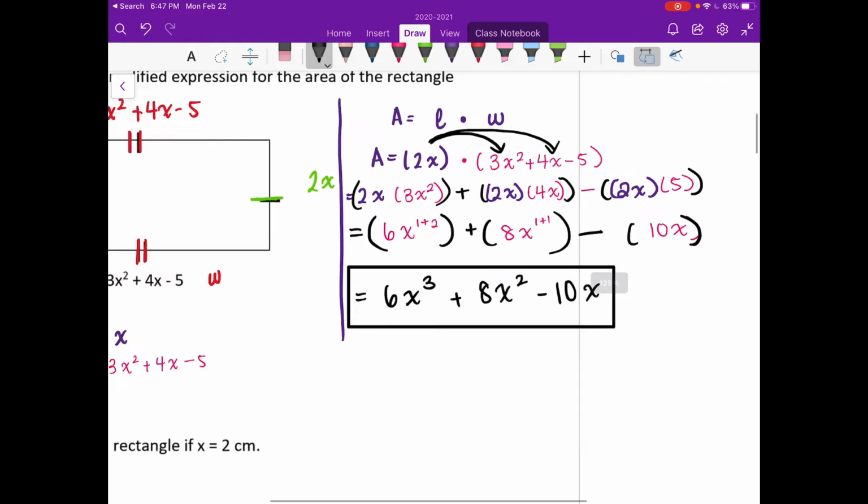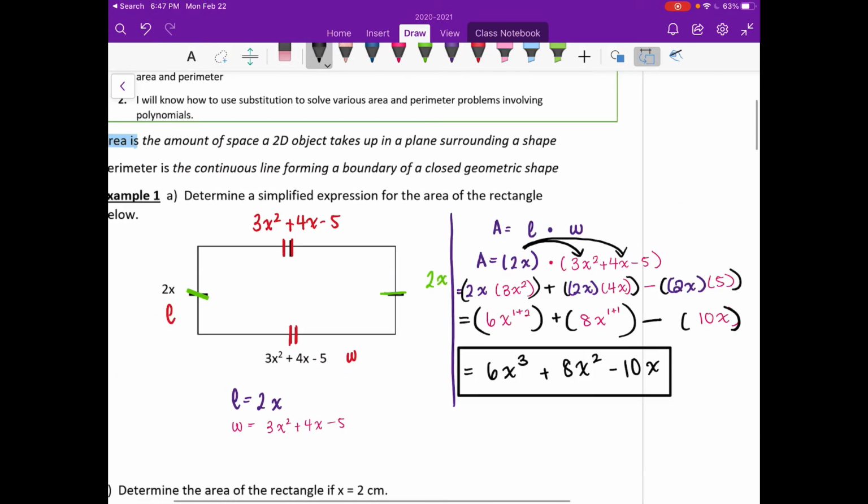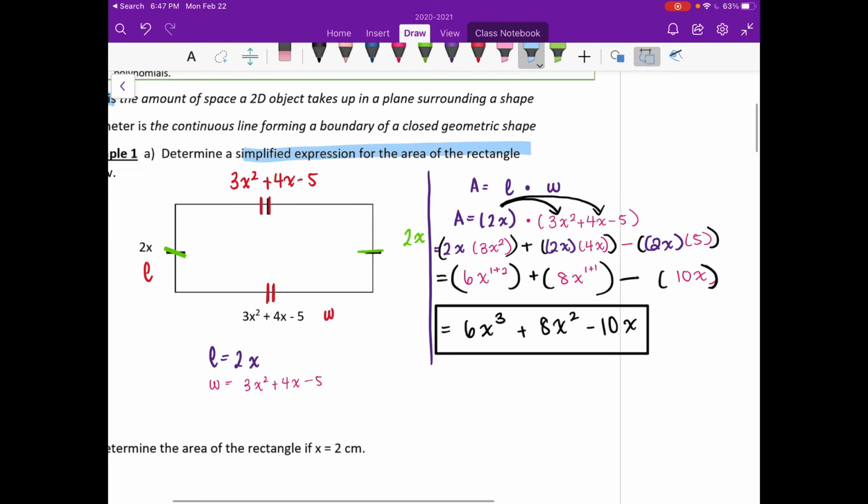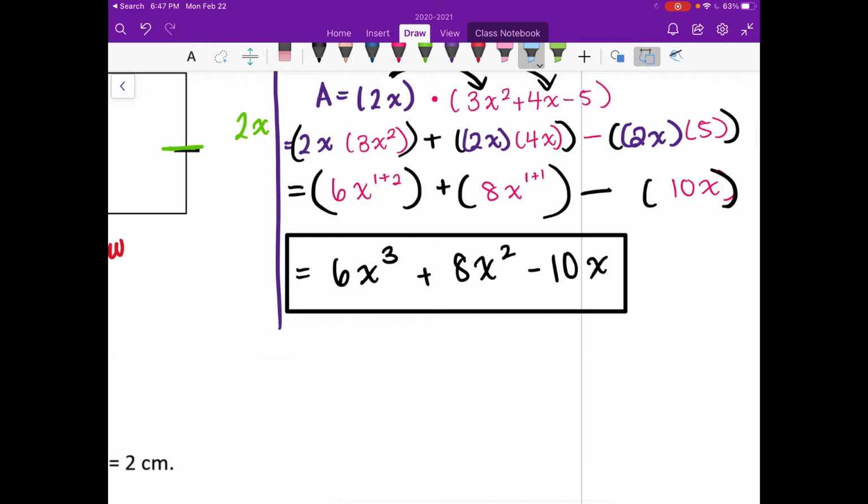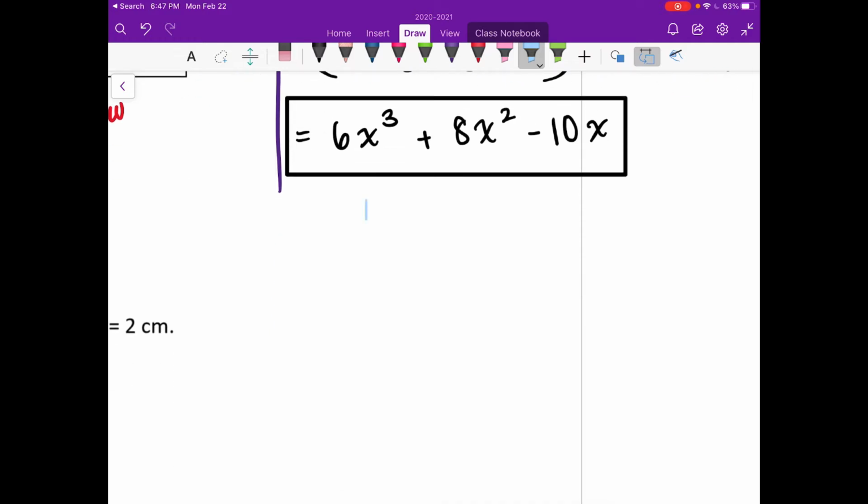It says determine a simplified expression for the area. Right? I can't simplify this any further. I don't have any multiplication left. I don't have any exponents left, and I just have to add and subtract. And at this point, I can't add and subtract anything because I do not have any more like terms left over. Okay, so then always, always, always, I'm going to write my therefore statement.